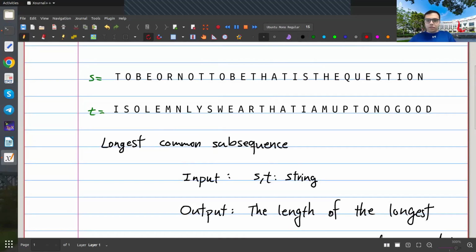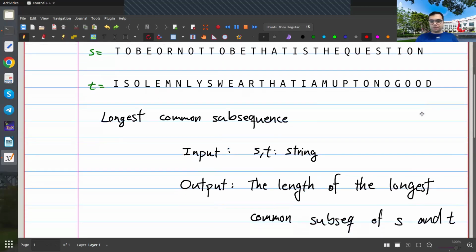So for example, if I want to find the common subsequence here, I can find this. I can say I take the O, then I take this E, then I take this N and this N, let's say, and I take this O and this O, right? So OENO is a common subsequence of both S and T. Is it the longest one? Probably not, right? So we want to find the longest common subsequence of S and T.